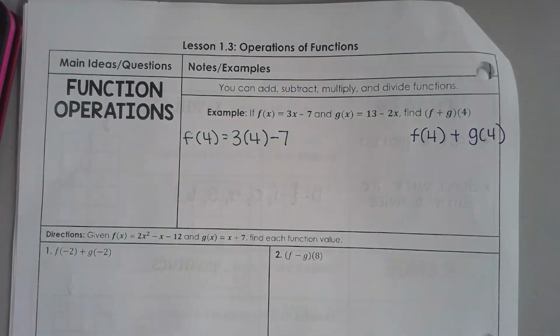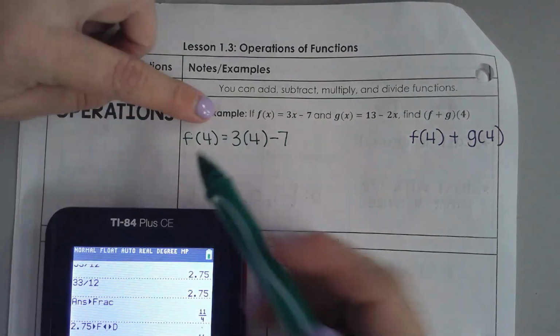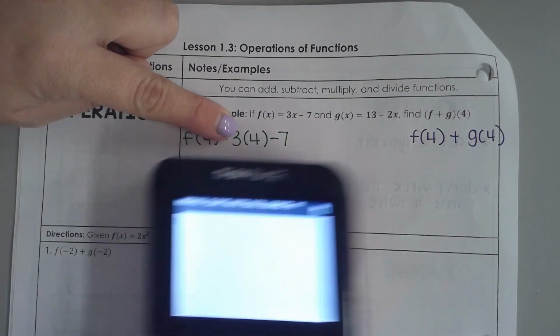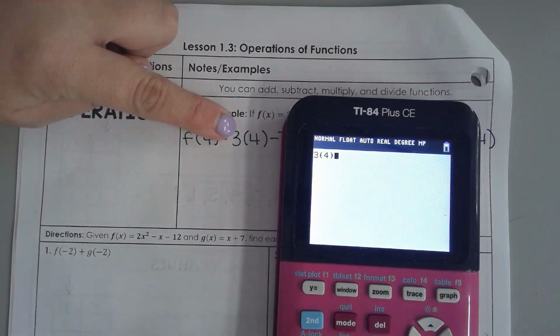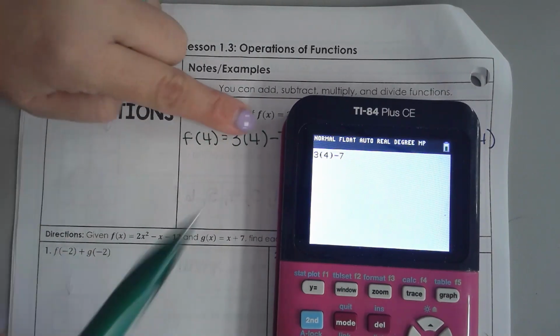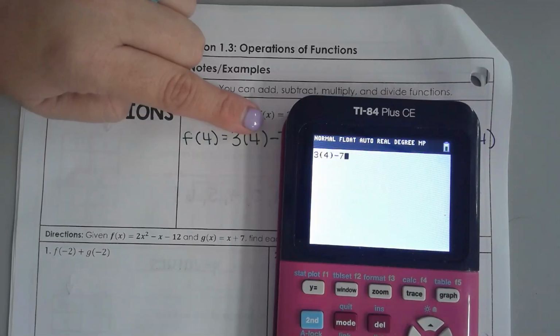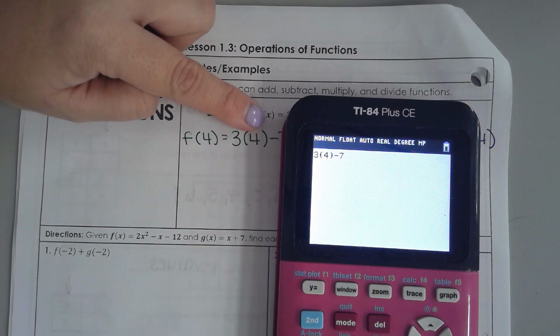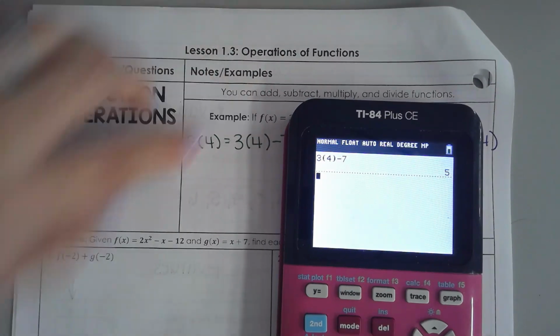So in your calculator, you don't write this first part. You only write what comes after the equals. So 3 and then parentheses 4 minus 7. Just type it in how I wrote it. Don't try to use the multiply, because that might mess you up on some later questions. Okay. And we get 5.